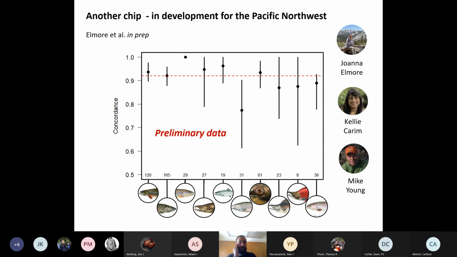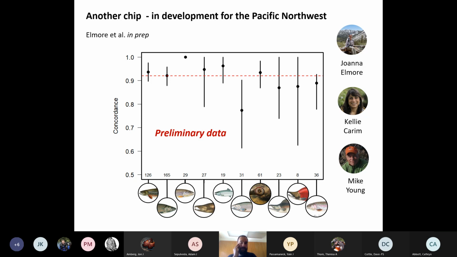So now I'm going to look at another example. This is a chip that we're working on right now. So I'll emphasize that these are preliminary data as we're building up these confusion matrices and going through the details of this. This is work that I should note is being led by Joanna Elmore, working with Kelly Kareem, Mike Young, and with Trout Unlimited in Washington.